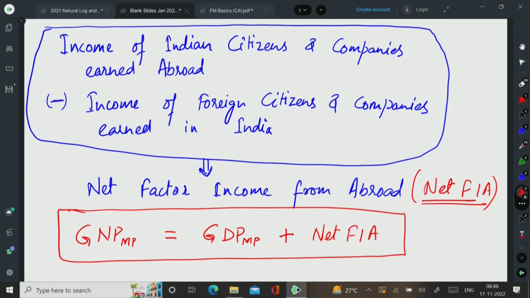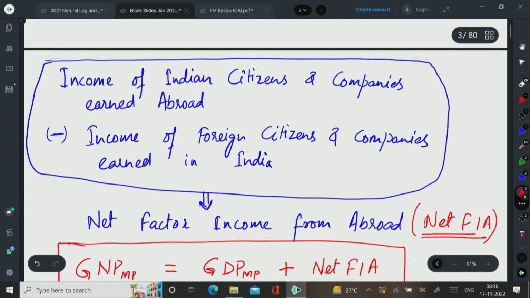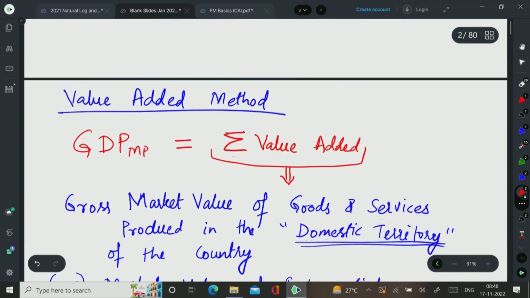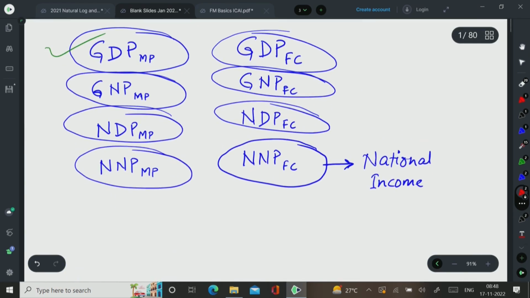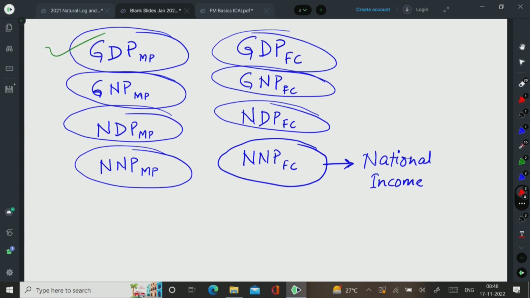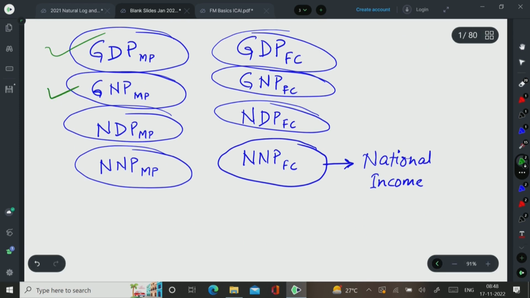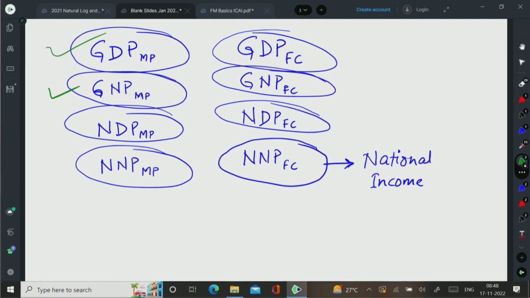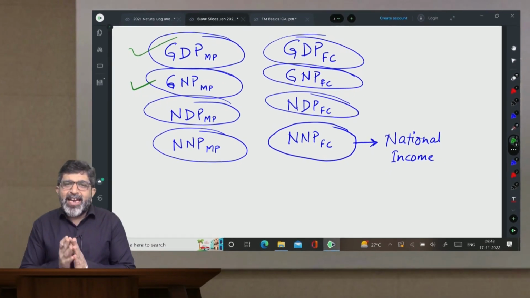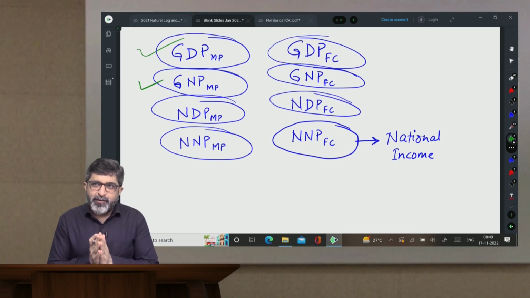Alright friends, if you have done this, let us go back to this part where we have written these 8 parameters, and now I'm going to put a tick mark over here because we have just established the connection between GDP at market price and GNP at market price.